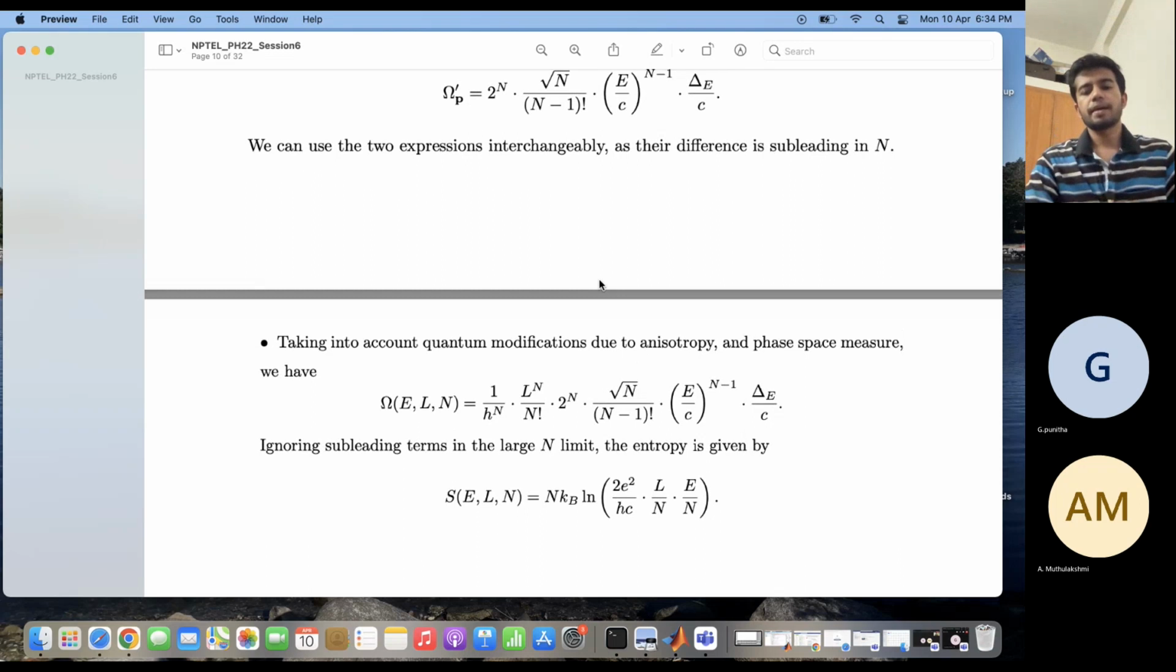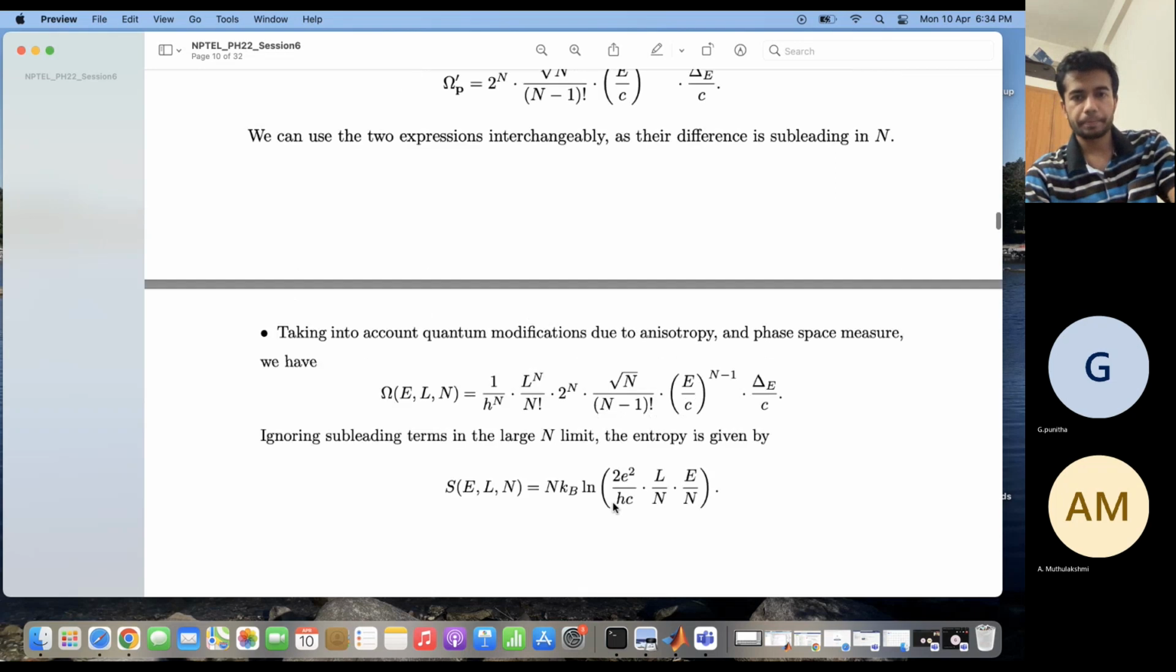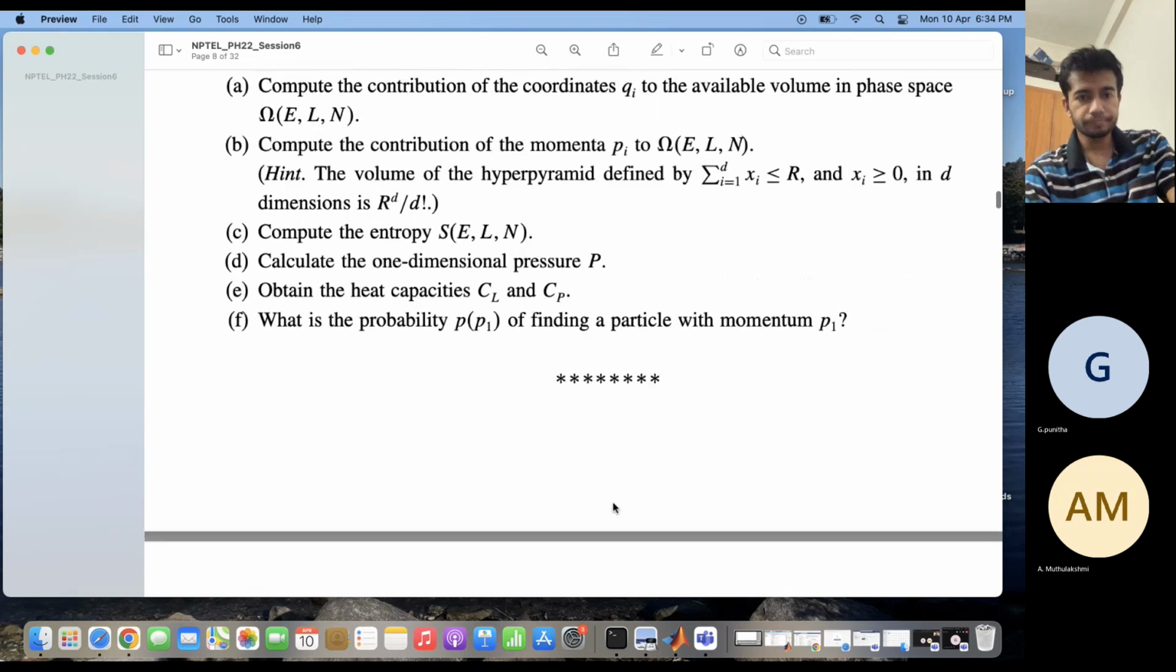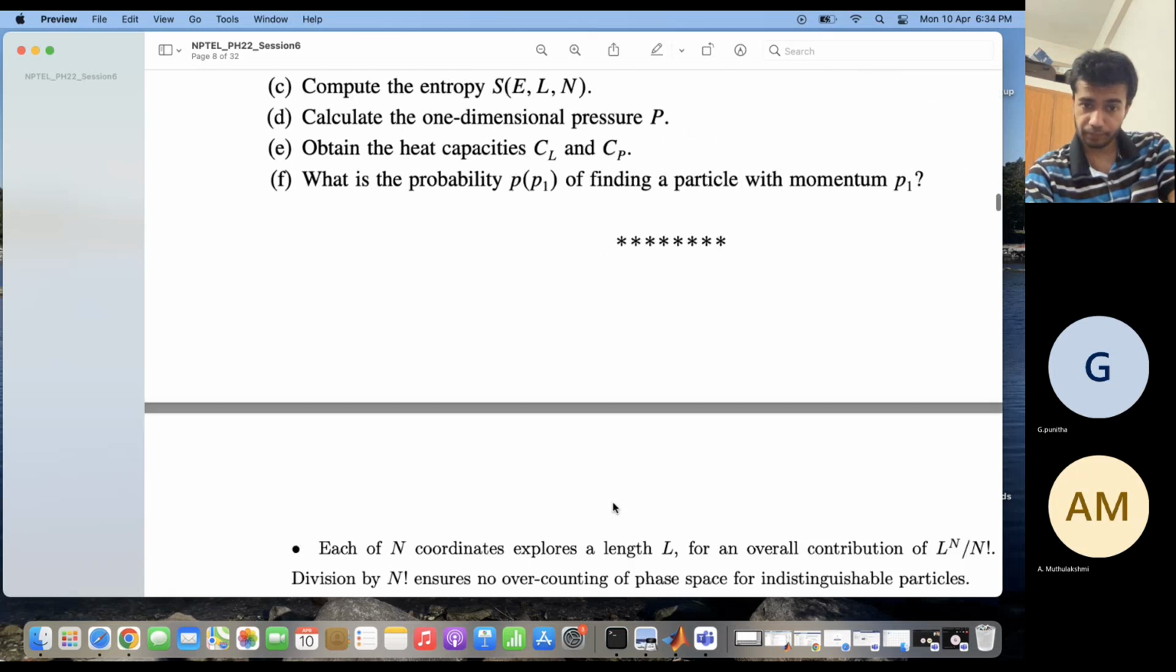So if I ignore the subleading terms in the limit of large n, and if I take the logarithm of this quantity, I can get the entropy S, which is given by this particular formula. Okay. Now you have to calculate the pressure.